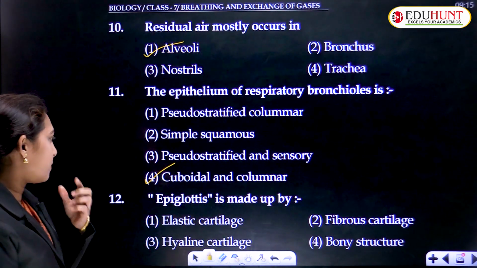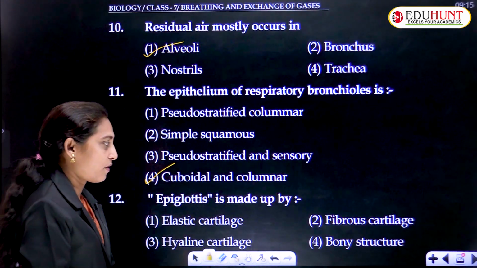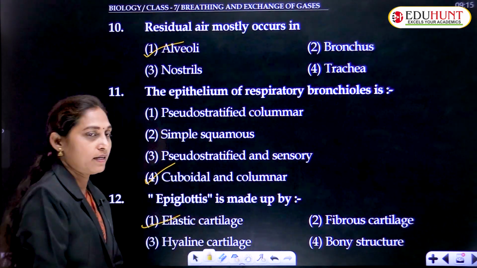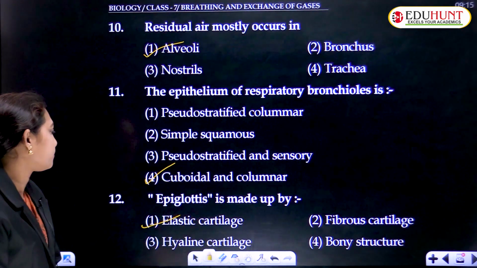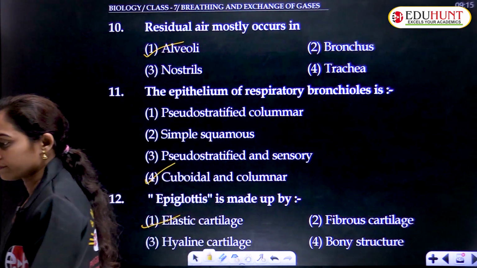Epiglottis is made up by elastic cartilage, hyaline cartilage, fibrous cartilage, or bony structure. No doubt it is an elastic cartilage. It is made up of elastic cartilage.